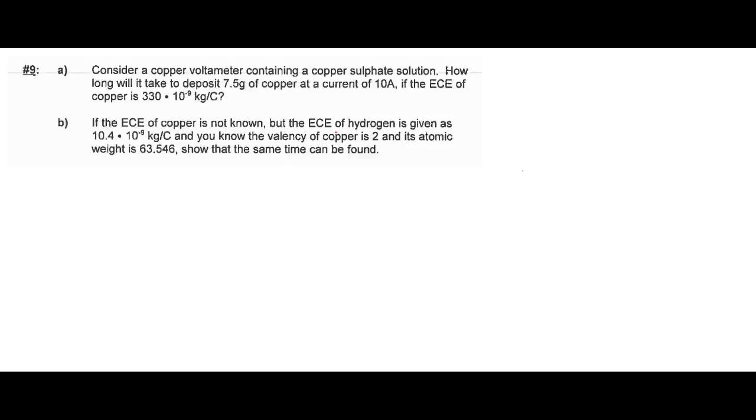This question deals with a reaction inside a copper voltmeter that is similar to the idea of electroplating. The equation we have says that the mass of the material is equal to its chemical equivalent, represented by the letter Z, multiplied by the current multiplied by the time. For part A, we are asked to find the time.